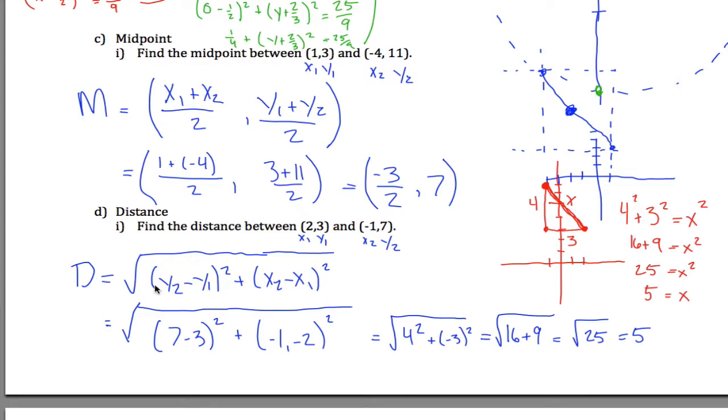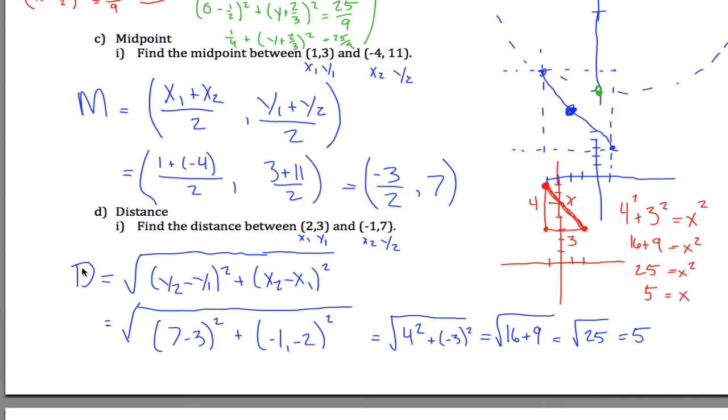Y2 minus y1, this first term here, is just saying find the length of this vertical line. This 4 right here just came from subtracting the 2 y's. And similarly, this -3 came from subtracting the 2 x's. Yeah, I wrote 3 here and it's -3 here, but that doesn't matter because we end up squaring it in the next step. And when you square a negative, it turns positive. So you could do this formulaically, but really this is the exact same.